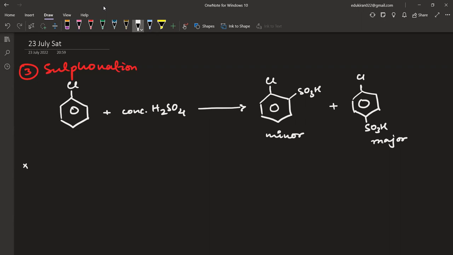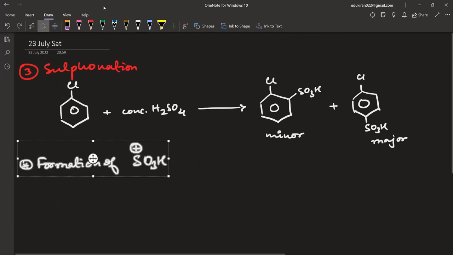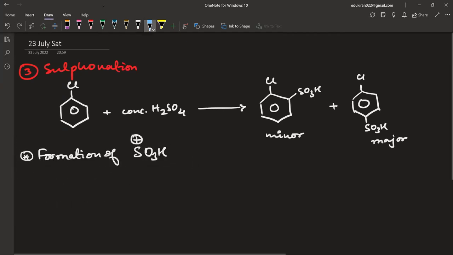So, how is the electrophile formed? Formation of SO3H and a positive charge on the sulfur atom. Now, H2SO4 has a structure in which sulfur contains two double bonds with oxygen and two single bonds with OH. So, for OH, I will show it like this.